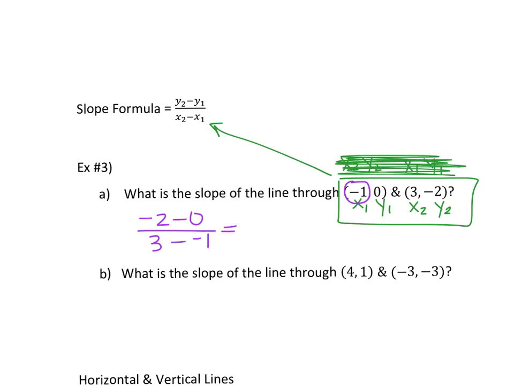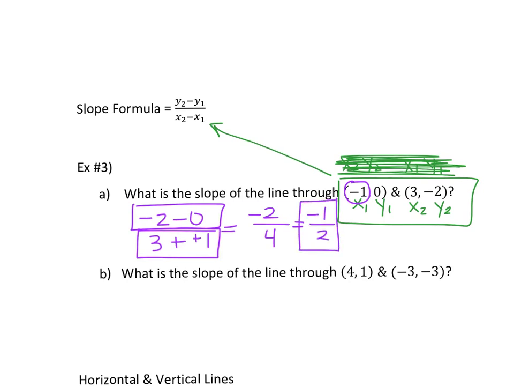When we simplify that, what's negative 2 minus 0? Negative 2. What's 3 minus a negative 1? What's minus a negative? Plus a positive, right? So it would be 4. So 3 plus 1 is 4. Now, here's another tricky spot. We're not done. Why do you think we're not done right now? You have to simplify. So if we divide by 2 on both, we would get a negative 1/2 for our slope. So what is the slope of the line? It's a negative 1/2.